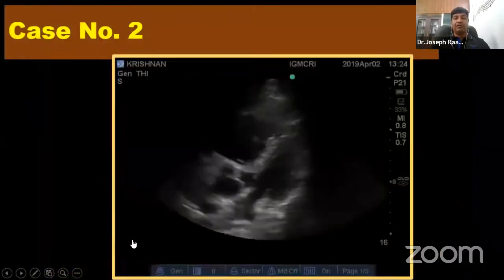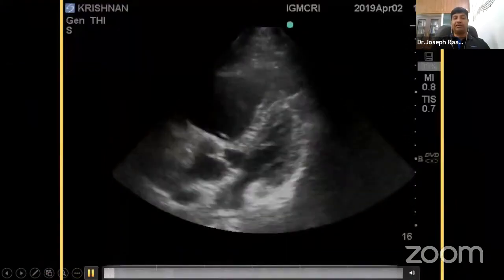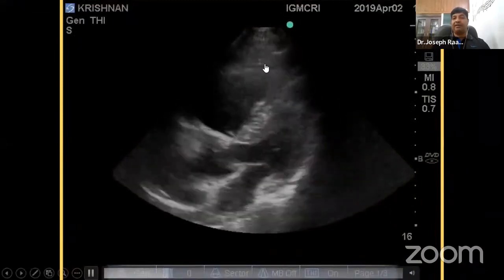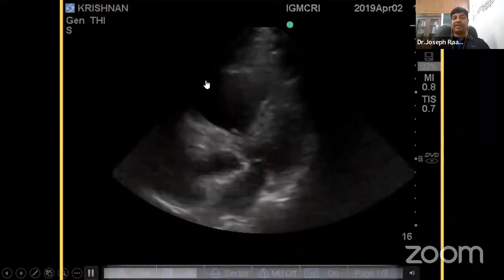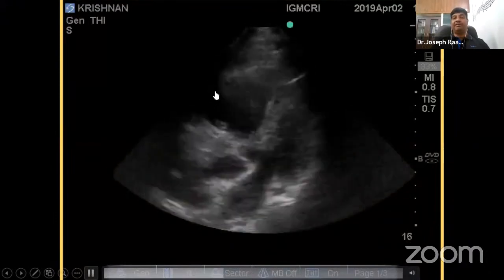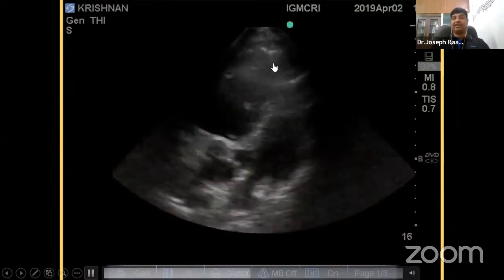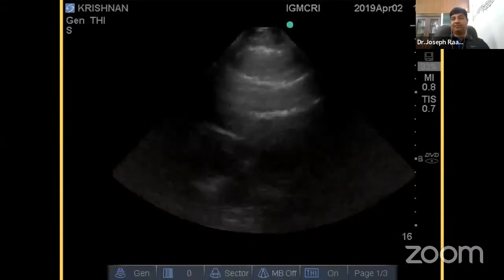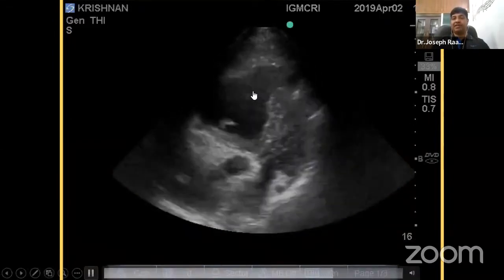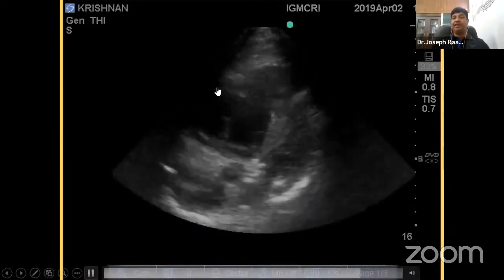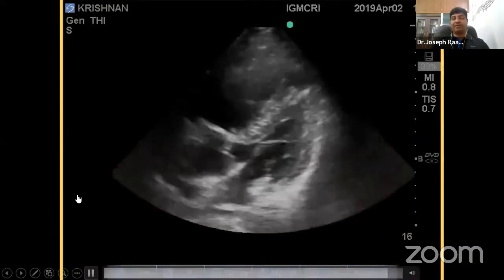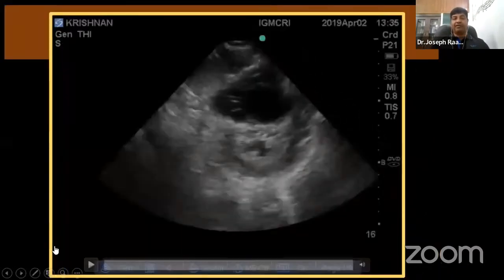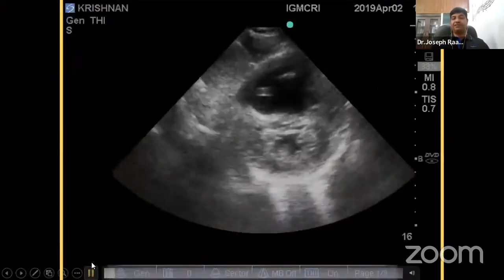Now, have you read about the McConnell sign? Your right ventricular apex is hyperdynamic, and the mid and basal segments are hypokinetic. This is the McConnell sign, which is specific for pulmonary embolism. When you have a patient like this who is hemodynamically unstable, you can be very sure that the hemodynamic instability is because of pulmonary embolism. Then, looking at the other views, what is this?